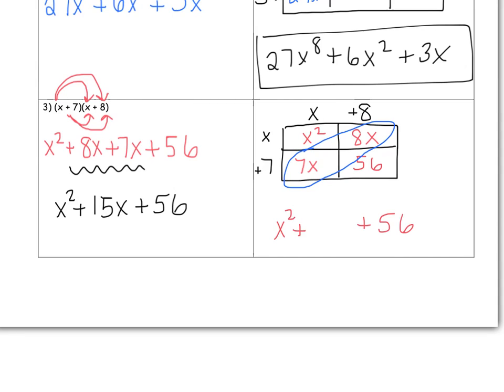That something is going to be the sum of 7x and 8x. You add them together, you get 15x. So you see how this answer is the same as that. Alright, let's try the next page.